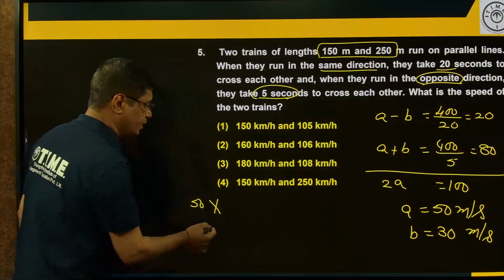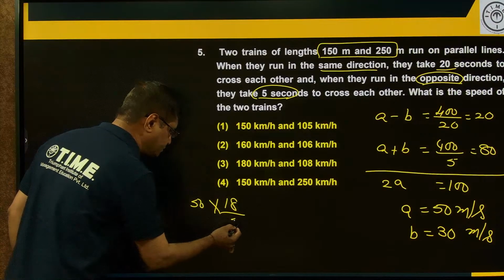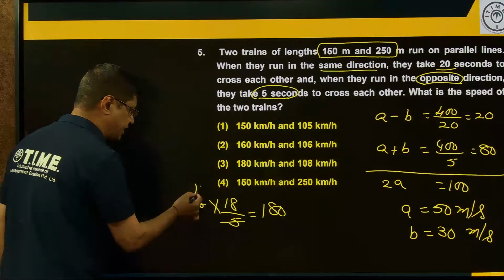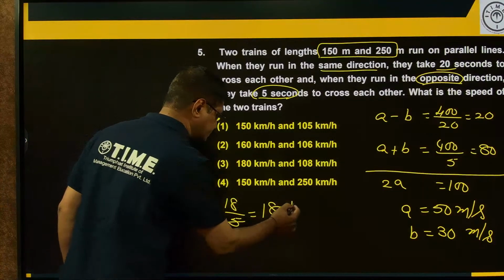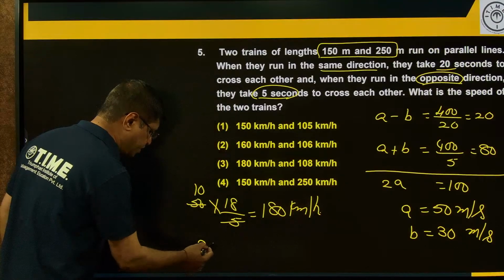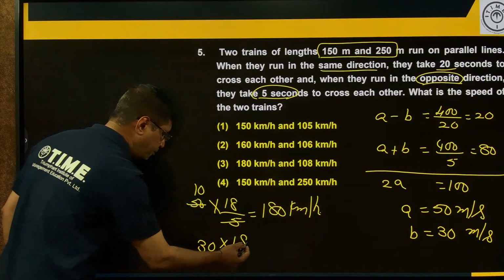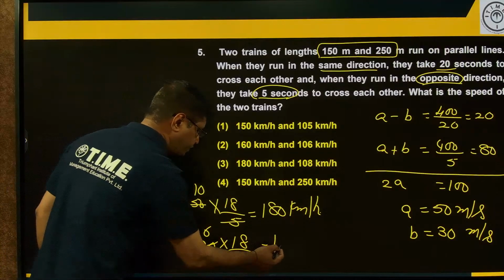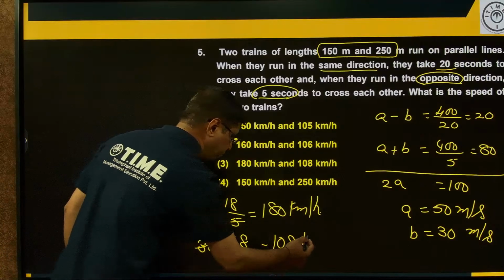50 into 18 by 5. Simplify. 5 goes exactly 10 times, so 180 kilometer per hour. That is the speed of the first train. The second train, 30 into 18 by 5. 5 here, it goes exactly 6 times. The product of these two numbers is 108 kilometer per hour.